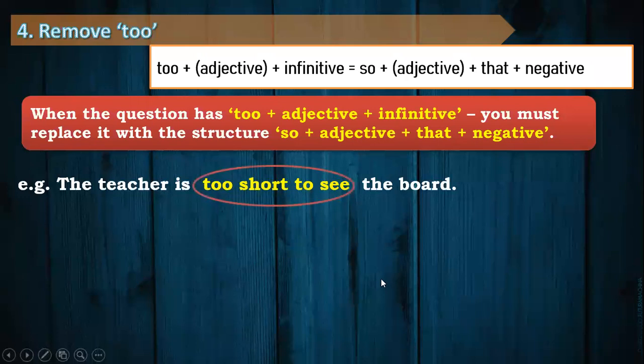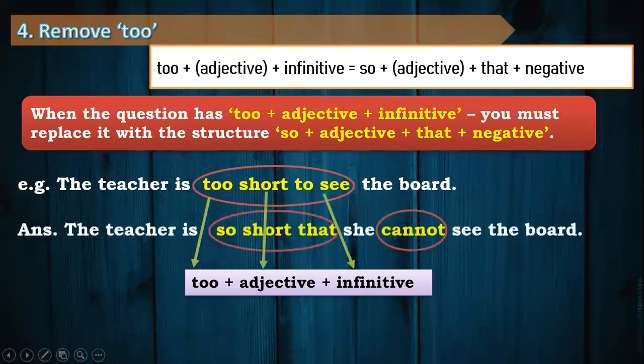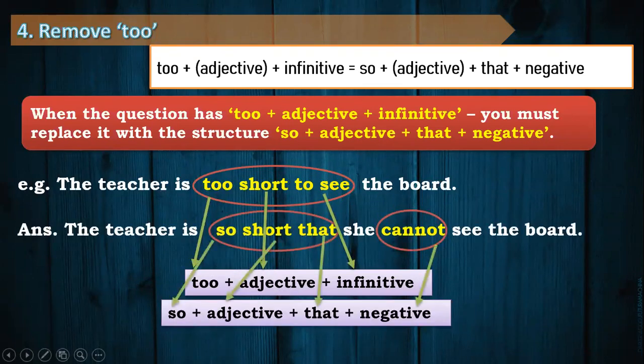I will realize that in this concept, I have three things. To add in. What is it? To plus adjective plus infinitive. And when we have to add in, it gets replaced with so add that ni. That means to plus adjective plus infinitive gets replaced by so plus adjective plus that plus a negative word, that is cannot and could not.